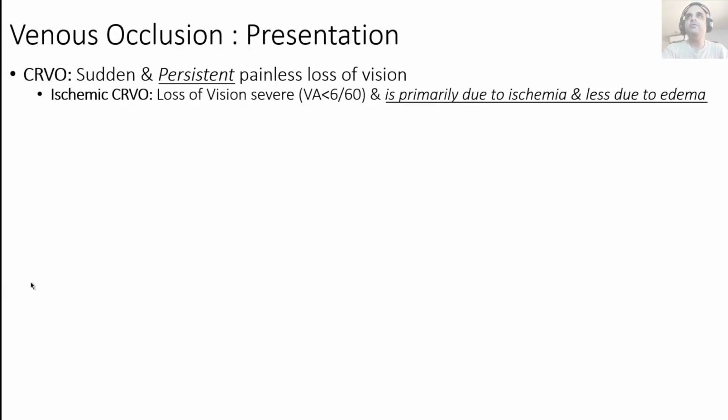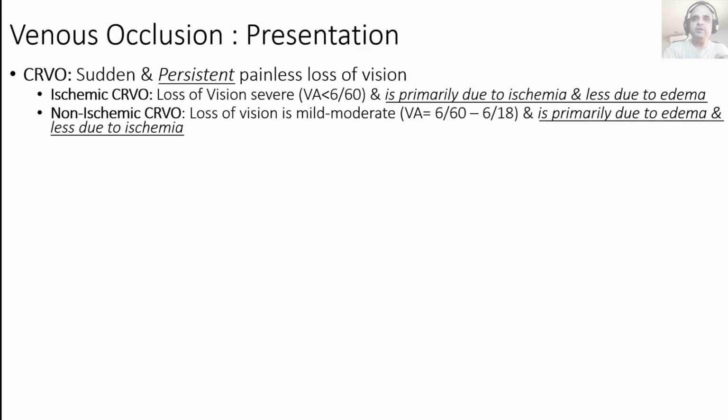Patients of central retinal vein occlusion present with sudden and persistent loss of vision. The amount of visual loss is different between the ischemic and the non-ischemic variety. In the ischemic central retinal vein occlusion, you have a very severe loss of vision. The presenting vision is less than 6/60, and this presenting vision is within a couple of days of the event. And this loss of vision is primarily because of ischemia and less due to edema. As opposed to a non-ischemic CRVO, where the vision loss is still there, but it's more moderate. The presenting visual acuity is between 6/18 and 6/60. And the cause of visual loss is now more edema as compared to ischemia.